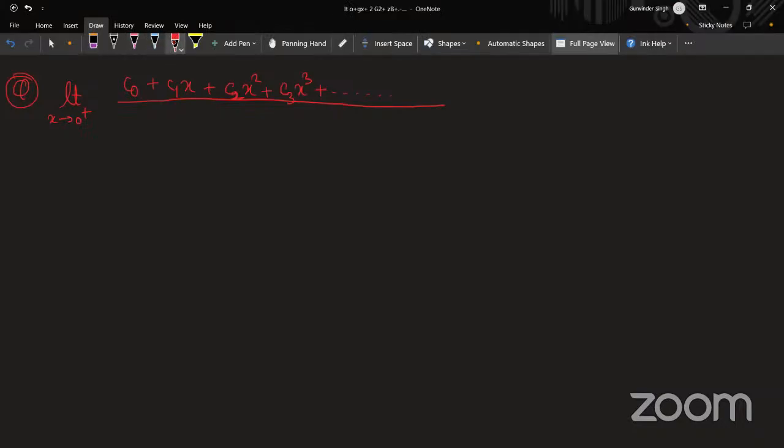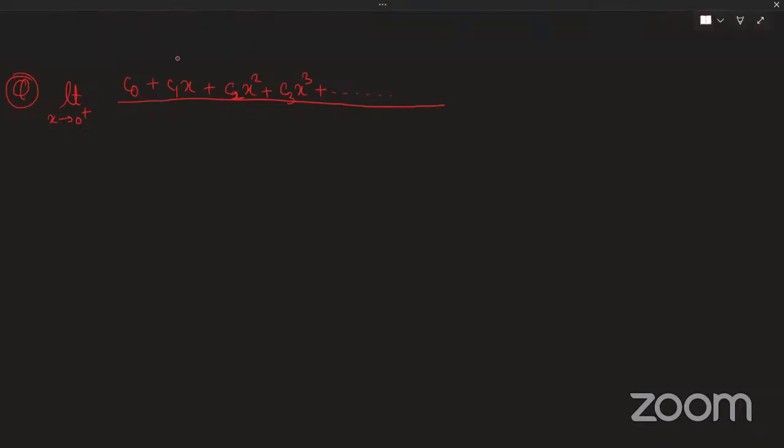So, we were just discussing this case. You have the limit as x tends to 0 plus of C naught plus C1x plus C2x square plus C3x cube and so on. For the time being, just assume that your numerator is an infinitely long series, and in the denominator you have, for example, x to the power of 10. It is told to you that the value of this limit is a finite value.